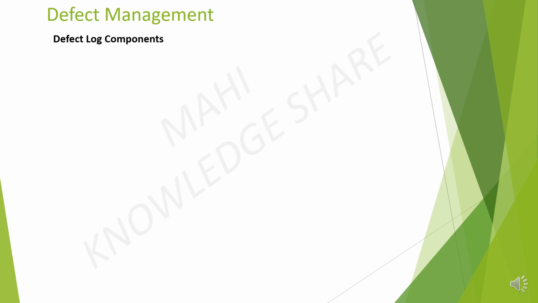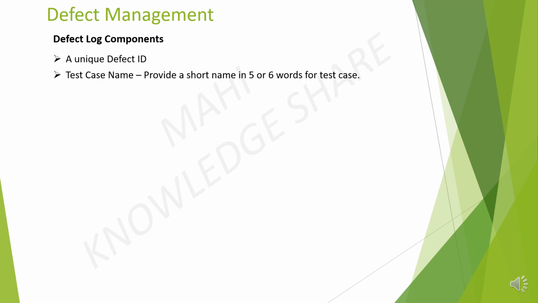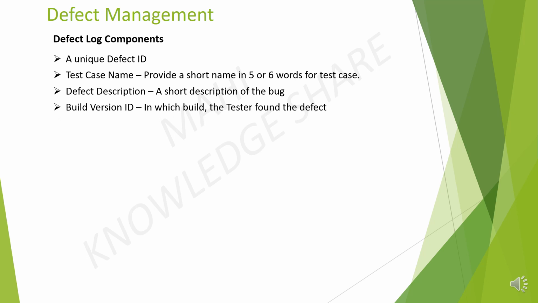Defect log components. An ideal defect report should consist of the below details. Defect report should have a unique defect ID. It should provide a short name in 5 or 6 words for test case. It should ensure a short description of the bug in the defect report. Mention in which build the tester found the defect. Highlight the build version ID for reference.